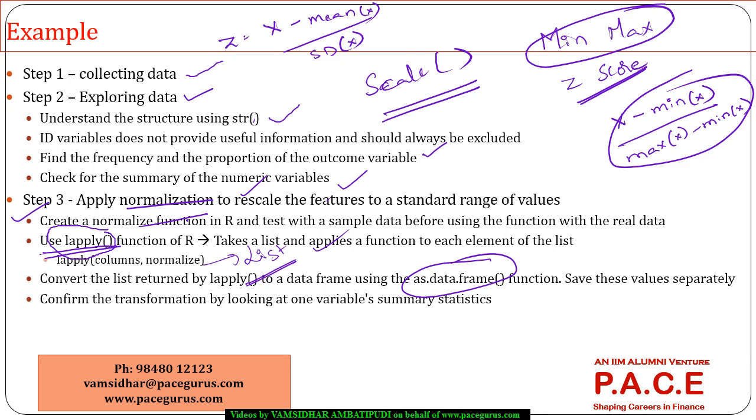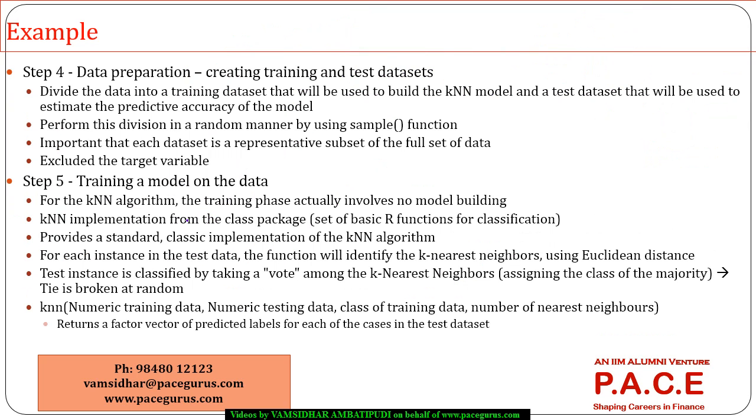Once this step is done, let's move to the next step, where I am doing data preparation. For data preparation, I have to create a training data set as well as a test data set. So I will be splitting the whole data. Right here I have 1000 records. So 70% of it, approximately 700 records, I'll treat as training data, and 300 records I'll take as testing data.